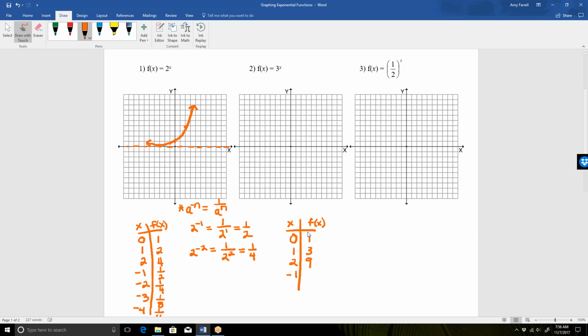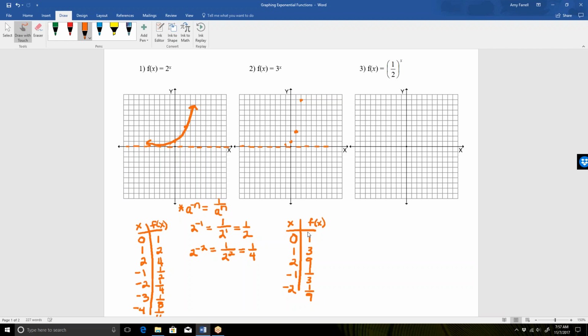I could also plug in a negative number. 3 to the negative first is 1/3. 3 to the negative second is 1/9. Okay, you could just take these answers that you got for 1 and 2 and put them under 1. So here's 0, 1, 1, 3, 2, 9, -1, 1/3. Okay, and then I won't try to plot -2, 1/9. That would be really, really close to the x-axis.